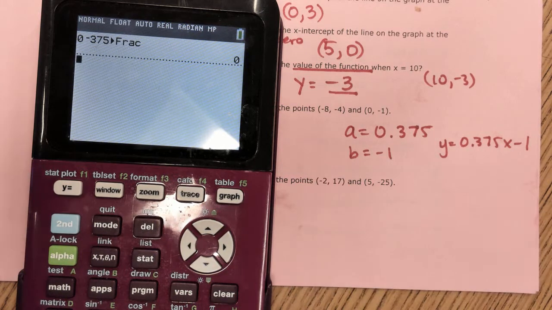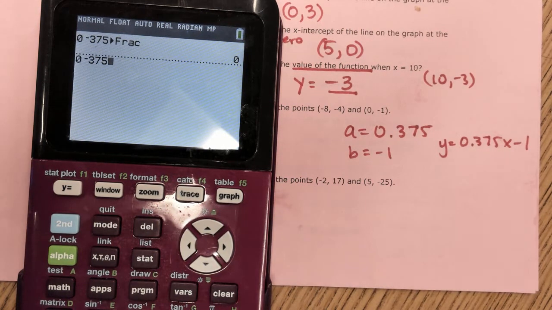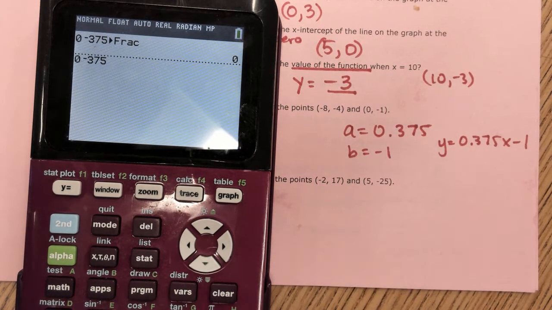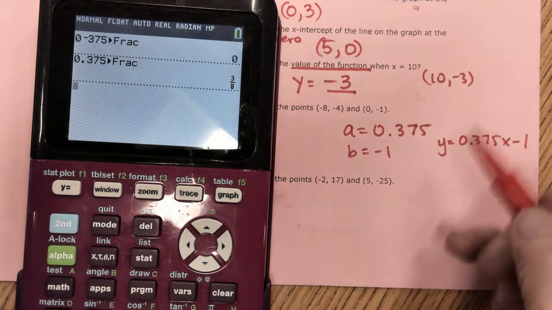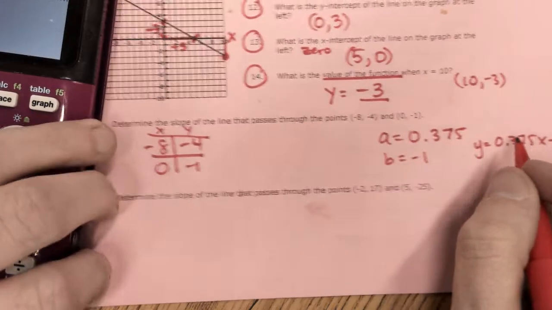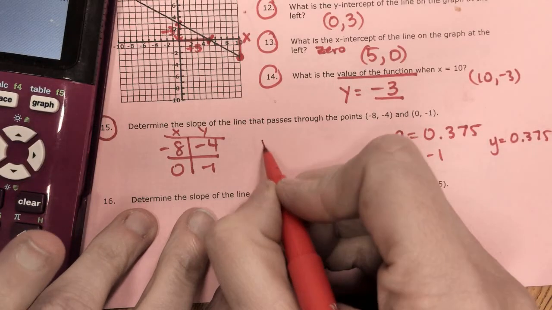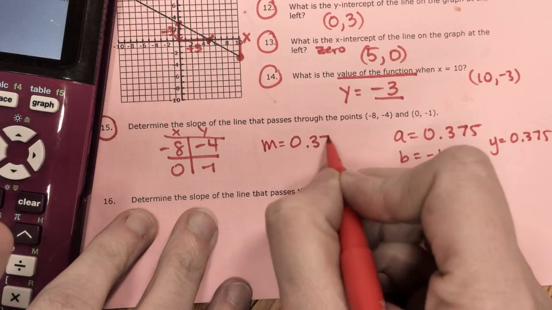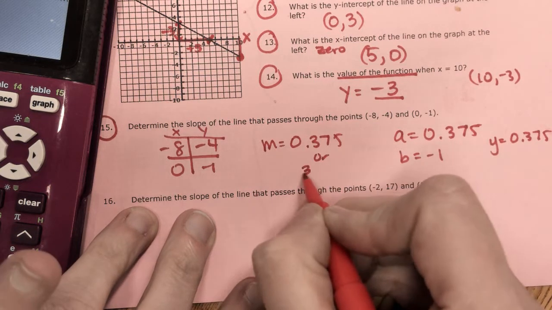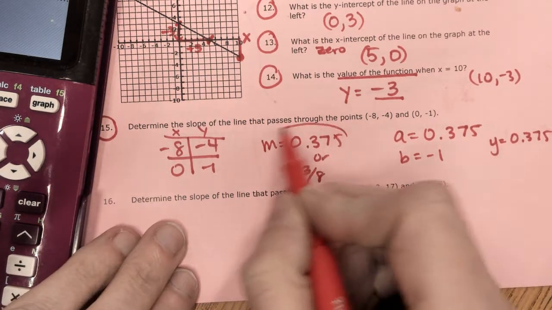Oh, I'm sorry, 0.375. I did the same thing, didn't I? That is so weird. And then do math, enter, enter, and it gives me 3/8. So the answer is, the slope is 0.375 or 3/8.